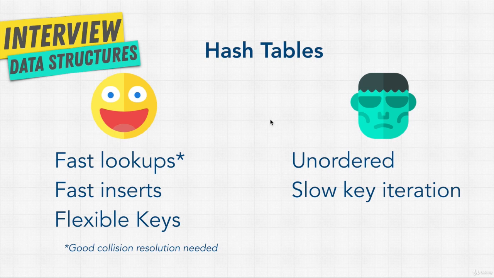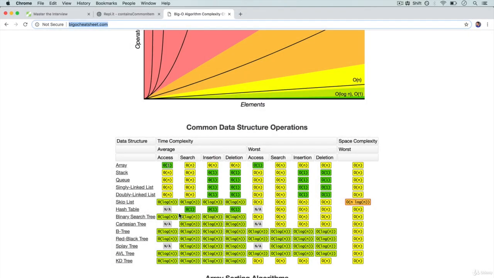It's hard to really go through everything in order, and also it has slow key iteration. That is, if I want to grab all the keys from a hash table, I'll have to go through the entire memory space as we saw when we built our own hash table. Looking at the Big O cheat sheet, we can see that hash tables has a search, insertion, deletion of O of 1, but in worst case, due to collision, there are some O of n operations that could happen.